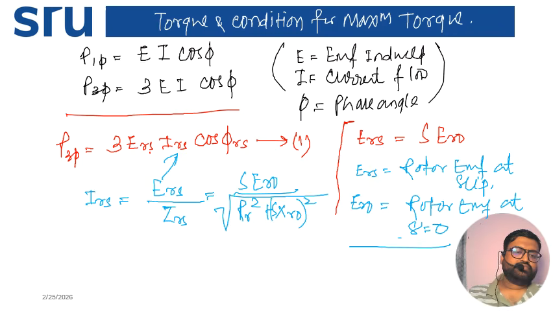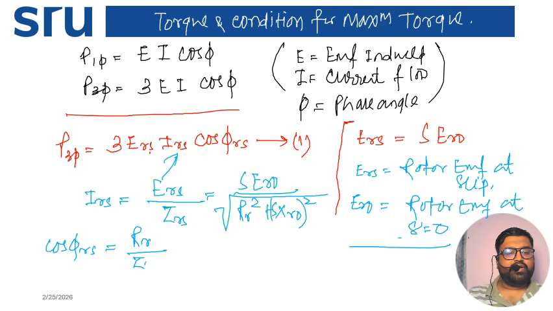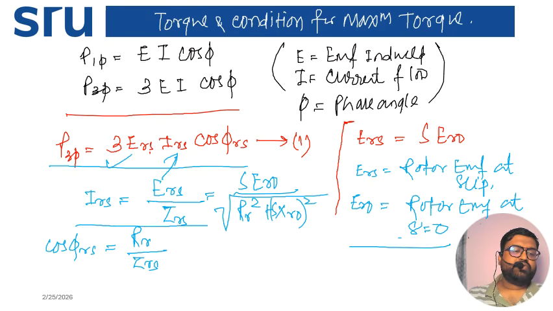Neutral, right? Now the point, if this is the condition, then another term, so you can write that cos phi RS is equal to nothing but RR by ZRS, right? Now you see 3 points we are getting: P3 phase equal to this one, IRS equal to this one, and cos phi equal to this one. Now complete the point next.